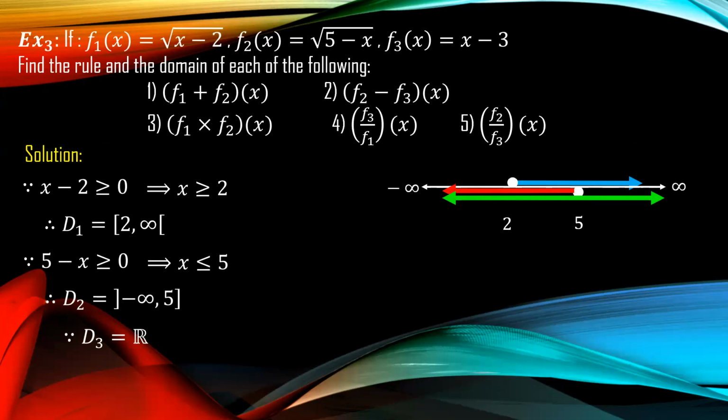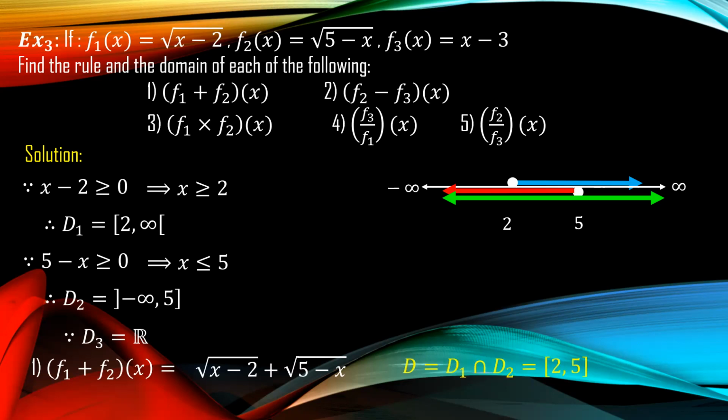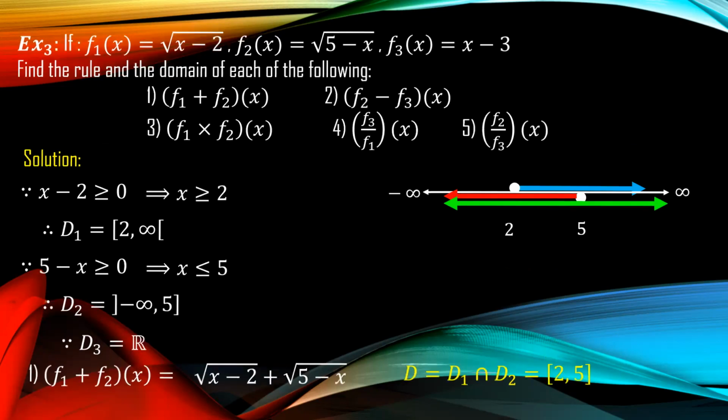and the domain of these functions equals R. So f1 plus f2 of x, its rule equals root x minus 2 plus root 5 minus x, and the domain is the intersection of the two domains, equals the closed interval 2 and 5.